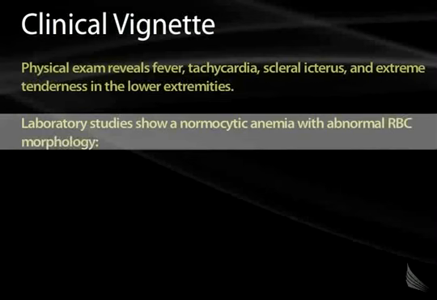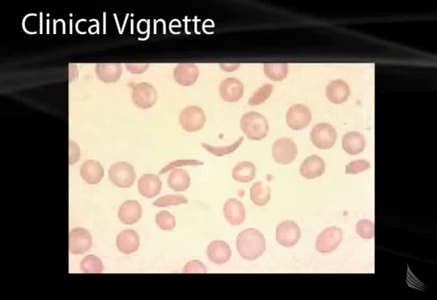You do laboratory studies. You draw blood from this patient, send it to the laboratory, and they discover a normocytic anemia. He has too few red blood cells. And the red blood cells that he does have show abnormal morphology, shown in this slide. You can see that most of the cells here are a nice round structure like normal red blood cells are. But there are some that have a crescent shape or banana shape or sickle shape, which is the term that we use to refer to these red blood cells.